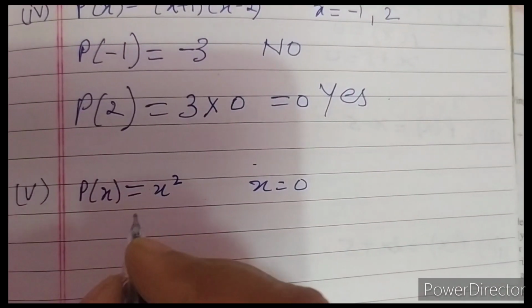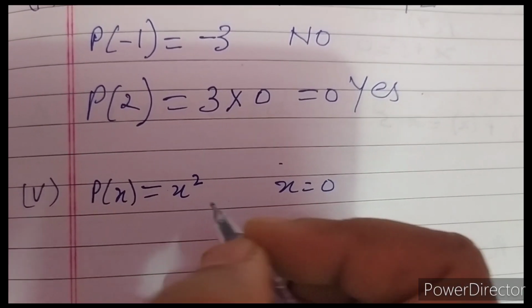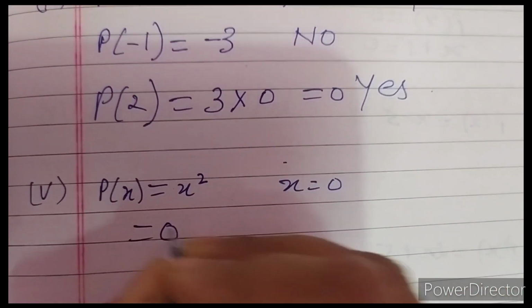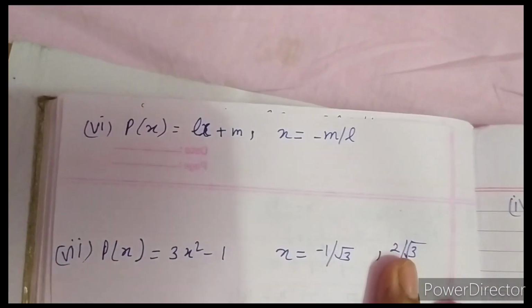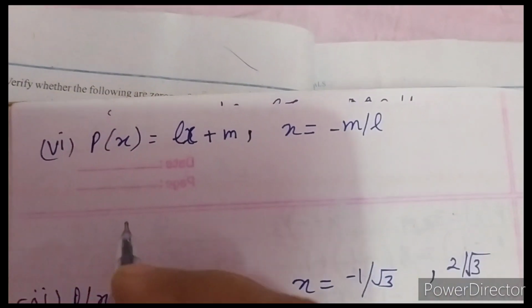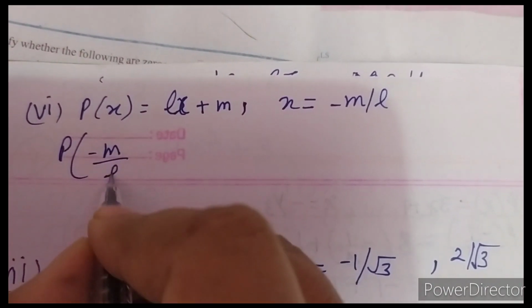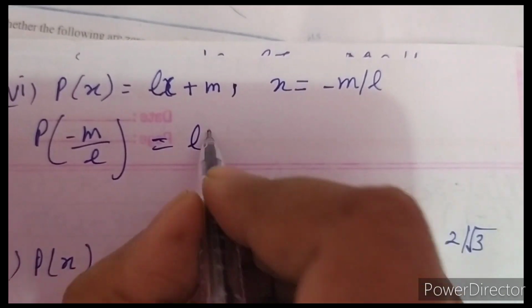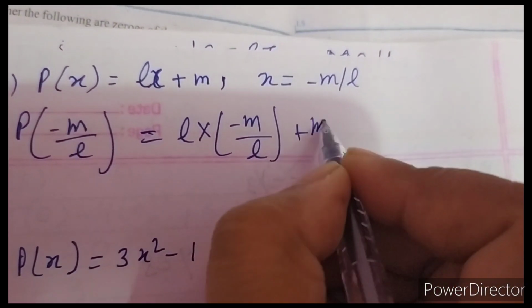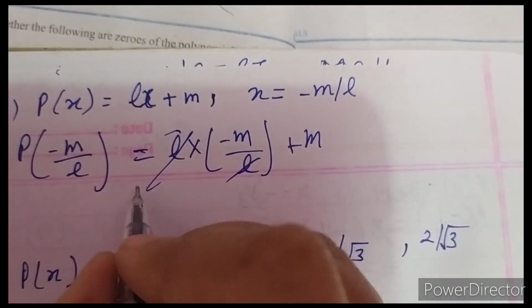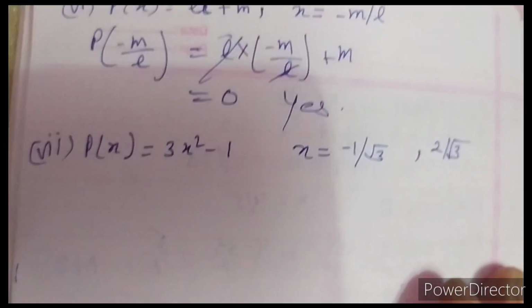Next is x is given 0. So 0 square is again 0. So the value is 0. So it is a 0 of the polynomial. So answer is yes. Next is p(x), that is p(-m/l). So we'll put the value: l into minus m by l plus m. The l's will get cancelled, and you'll get minus m plus m, that will be equal to 0. So yes, it is a 0 of the polynomial.